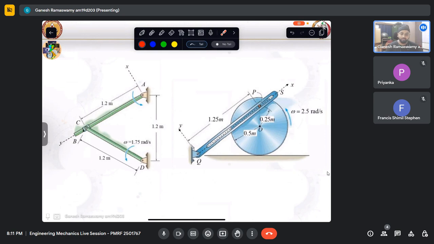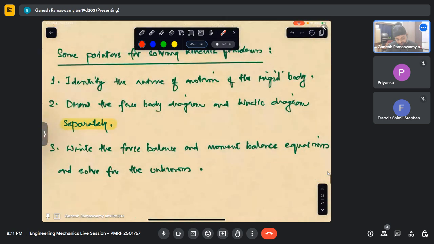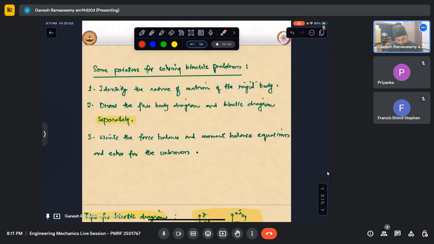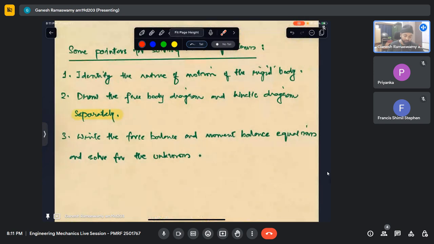That is the basic idea behind rotating frame of reference analysis. Then we moved on to kinetics, where whatever kinematical quantities we found, we were trying to relate them to kinetics. So there are some key pointers that are beneficial.